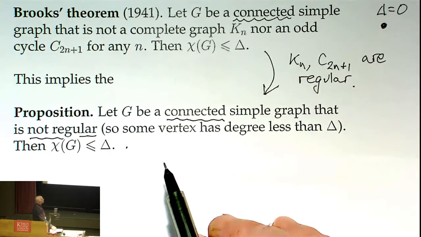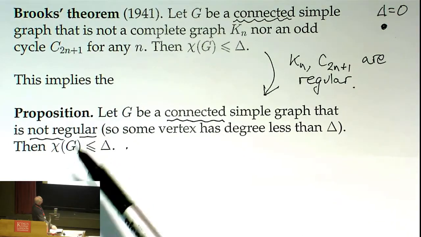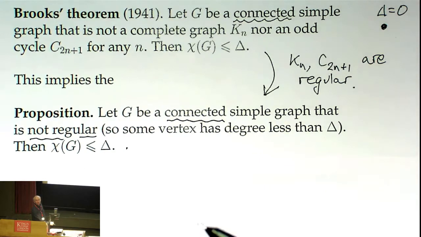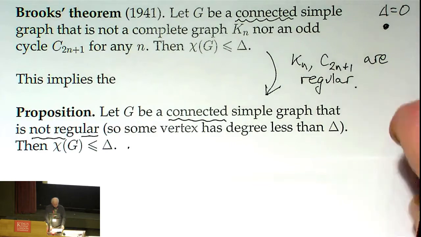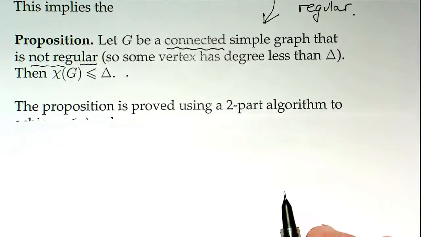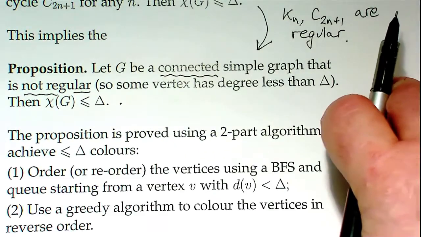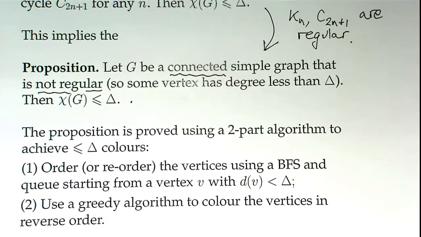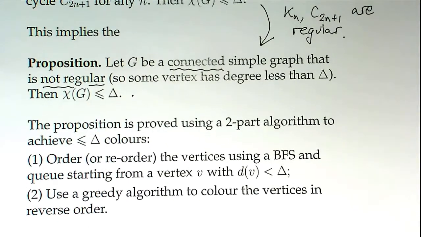I want to effectively prove this proposition by giving you an algorithm that colours the graph in at most delta colours. Given a graph, we work out the maximum degree, and we can colour it using at most delta colours. That's what I want to show you. And the way this is done is by a two-part algorithm, which I'm now going to explain with an example. It's the same example as in the notes.